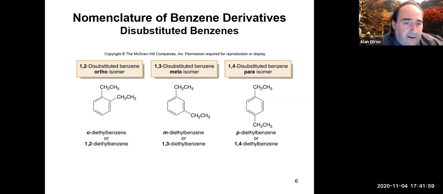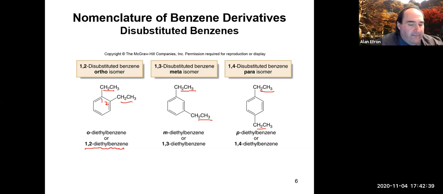Now, when we do have multiple groups on a benzene ring, we do want to number it, and we want to number it in a way that gives the group that comes first alphabetically the smaller number. If there's no difference, then it really doesn't make a difference. So for example, on all 3 of these, we basically have an ethyl group on each. And in this case, because they're both ethyl groups, you can number 1 and 2, which would be the proper way of numbering that. And that's what gives us our 1,2-diethylbenzene.